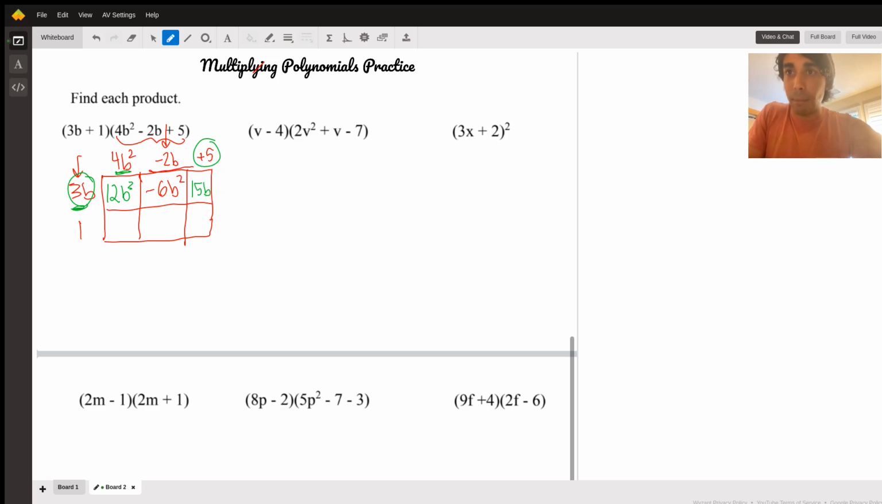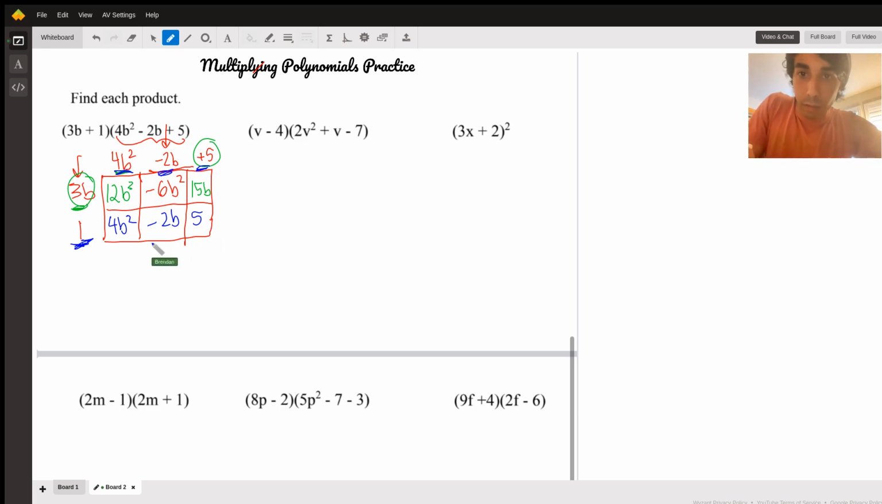And then same thing on that bottom row. Well, guess what? We're just multiplying everything by 1. So this one will be easy. If you multiply it by 1, you're not changing anything. So 1 times 4b power 2, 4b power 2. 1 times negative 2b, negative 2b. 1 times 5 is 5. And then we're going to go through, add everything up.